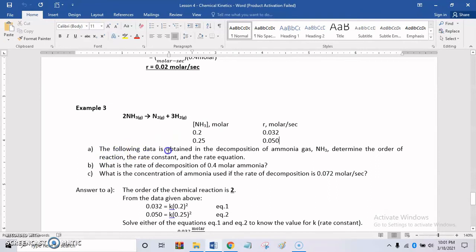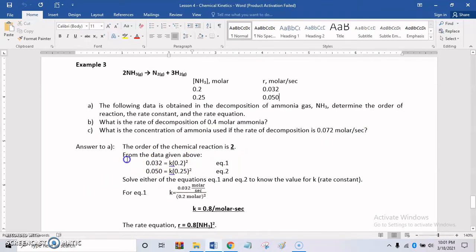The following data is obtained in the decomposition of ammonia gas, NH3. Determine the order of the reaction, the rate constant, and the rate equation. So the answer to letter A is the order of the chemical reaction is 2. Bakit 2? Dahil 2 mole. That is why. So from the above data, we can get the rate constant, that is K.